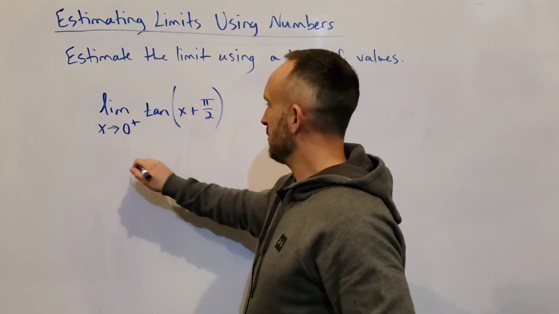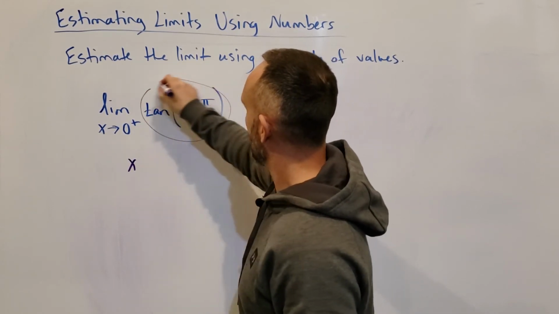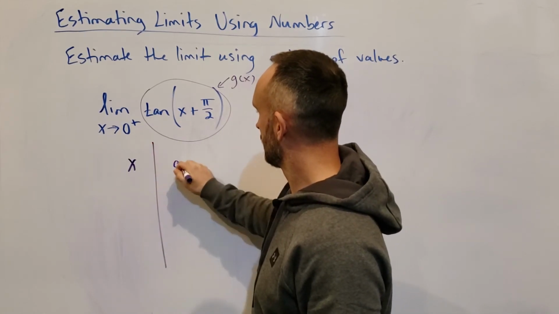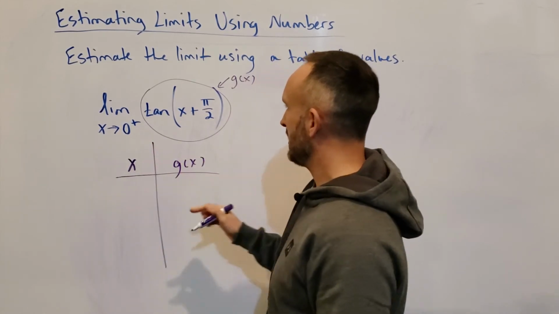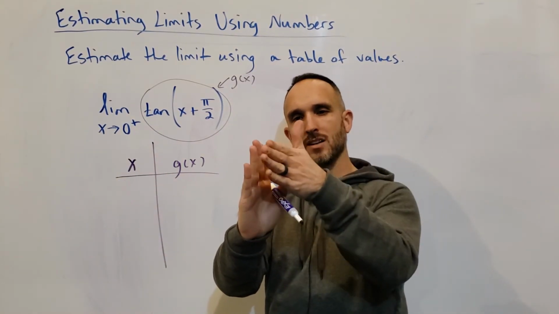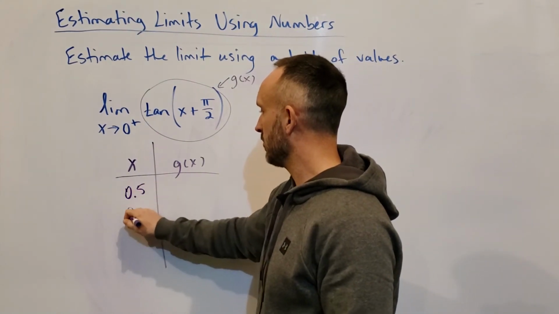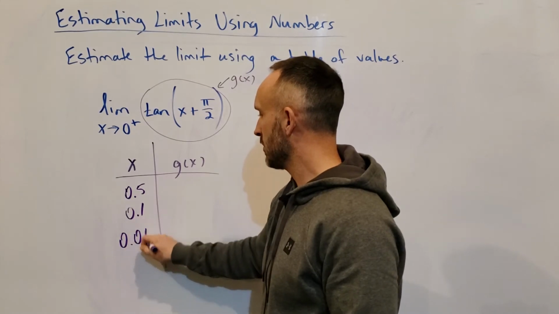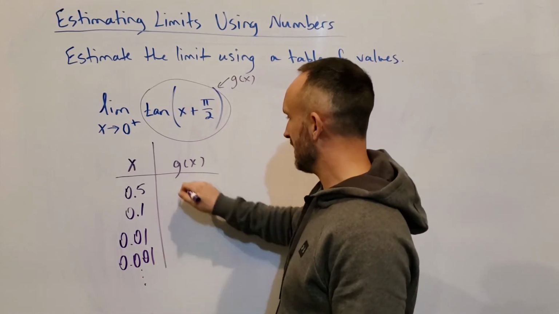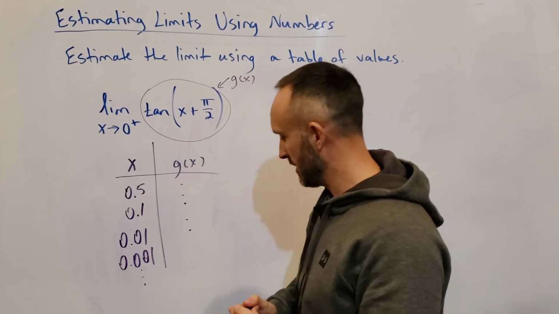But we need to set up a table, x, and then let's call this again, maybe we'll call this g of x now. And we need to approach 0 from the right, so 0 is on the number line. We'll start over here and we'll work our way closer to it. So maybe we'll start with 0.5, then we'll go to 0.1, and then we'll go to 0.01, and then we'll go to 0.001, and we'll see how much we need there to get a good handle on what's happening with this limit, okay?